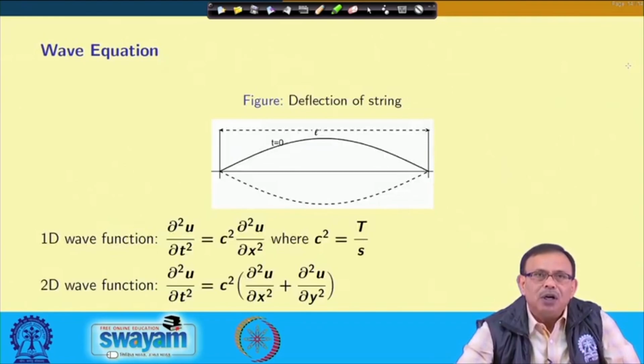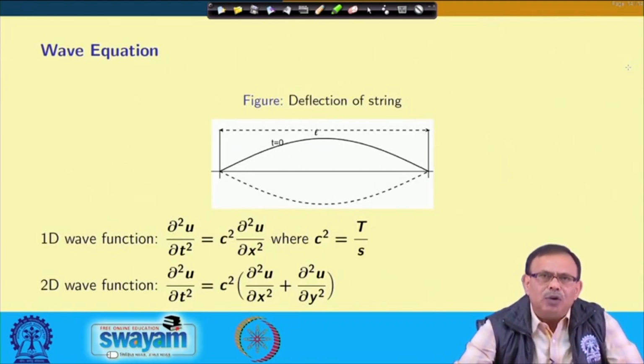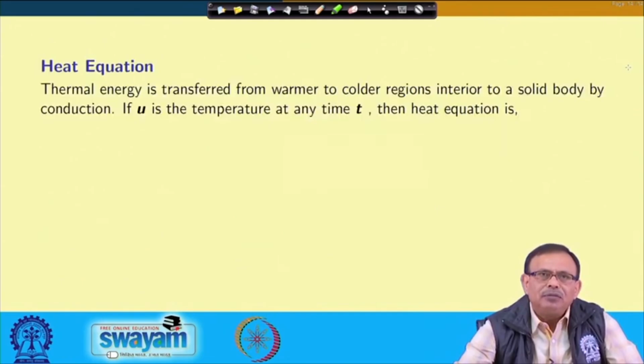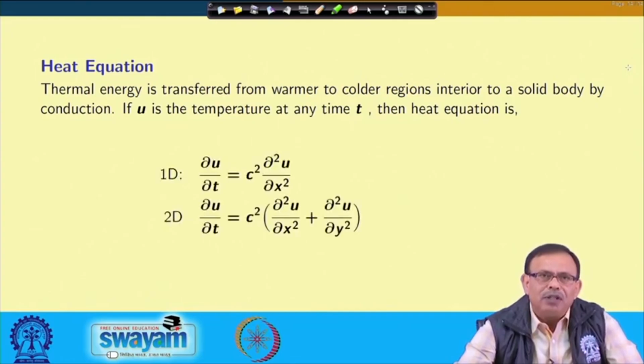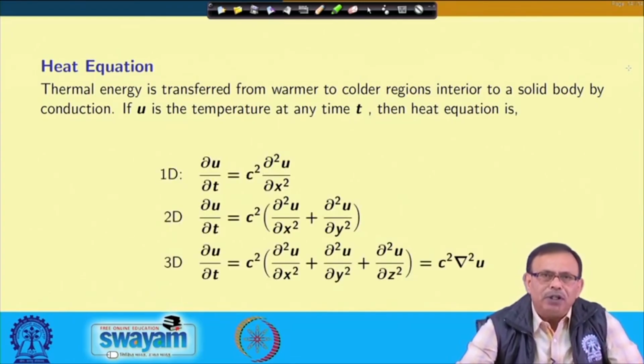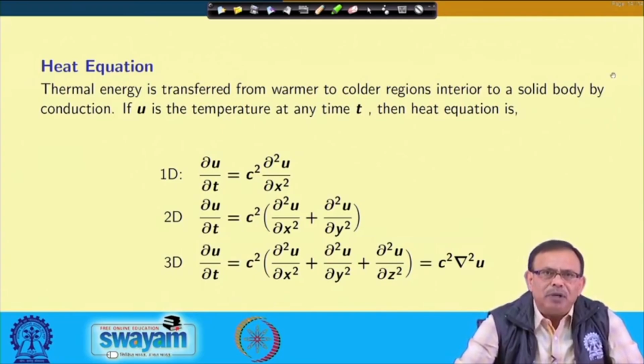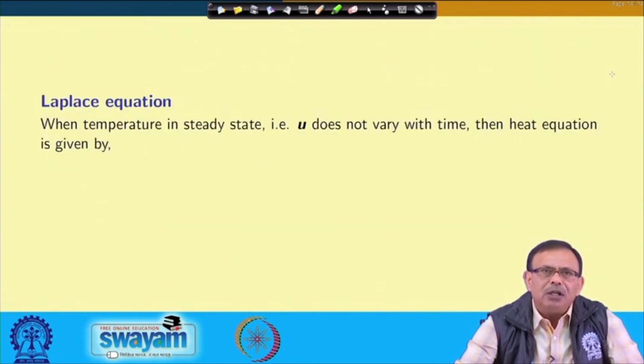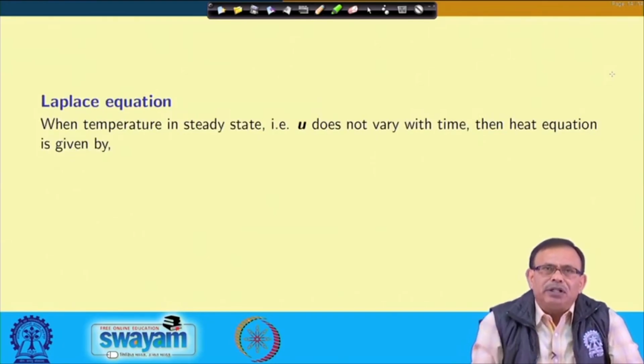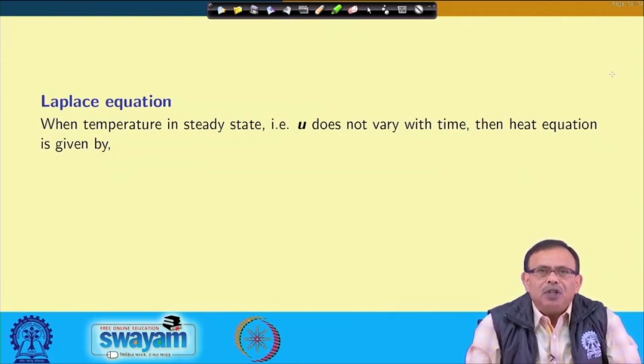The first one was the wave equation, where you are measuring the deflection of a string. In the heat equation, you are basically measuring the temperature, whichever energy is transferred from one region to another region. For that, you have three types of heat equation: one dimensional, two dimensional and three dimensional, and the third one is the Laplace equation. When the temperature is in steady state, that is, u does not vary with time, then the heat equation is known as Laplace equation.